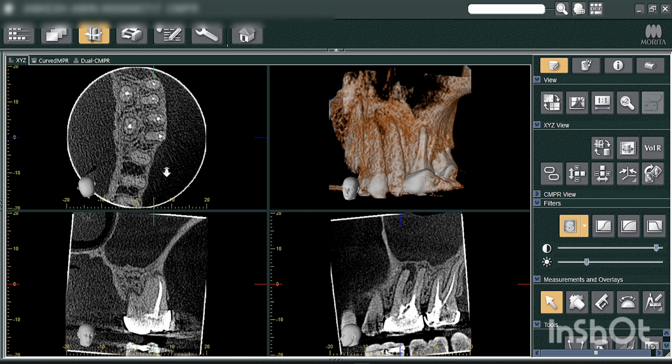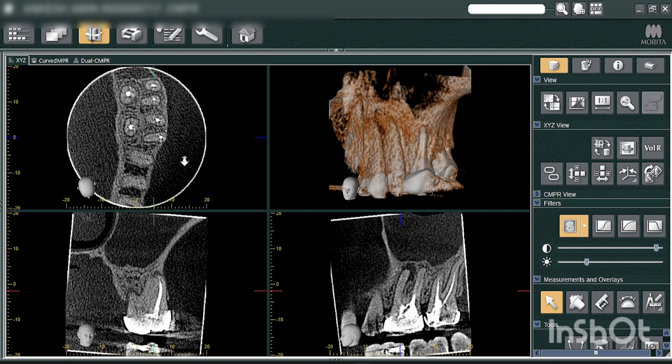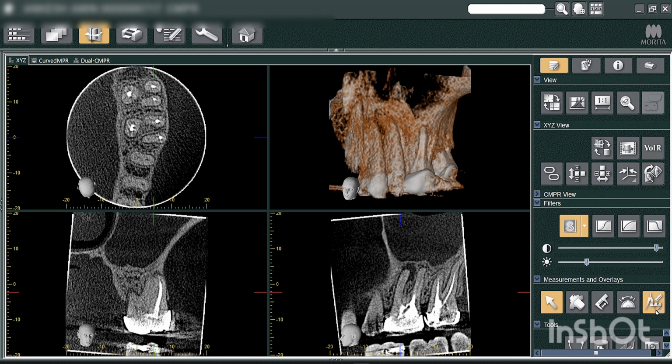Either the canal is filled with debris or some kind of infection, or there might be some kind of blockage in the MB2 canal. But surely the MB2 canal is there. If you want, you can just mark this thing. You can see the dot. You can just mark this over here, and that's your MB2 canal. Okay, now it is very well seen.